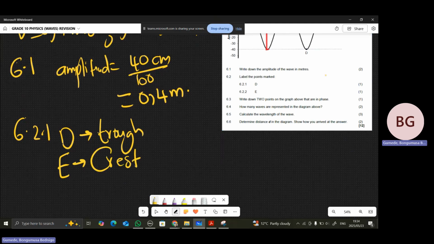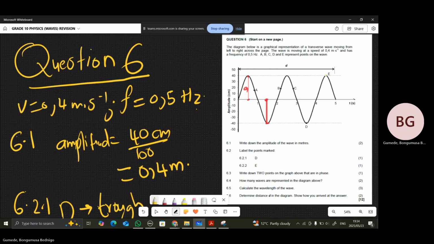Write down 2 points that are in phase. If points are in phase, basically they must have a distance between each other that is equal to the wavelength. We can see that the distance between the two crests equates to the wavelength, or you can measure from 0 up until 2. That distance as well equates to the wavelength. So if 2 points fit exactly this distance, it means they are in phase.